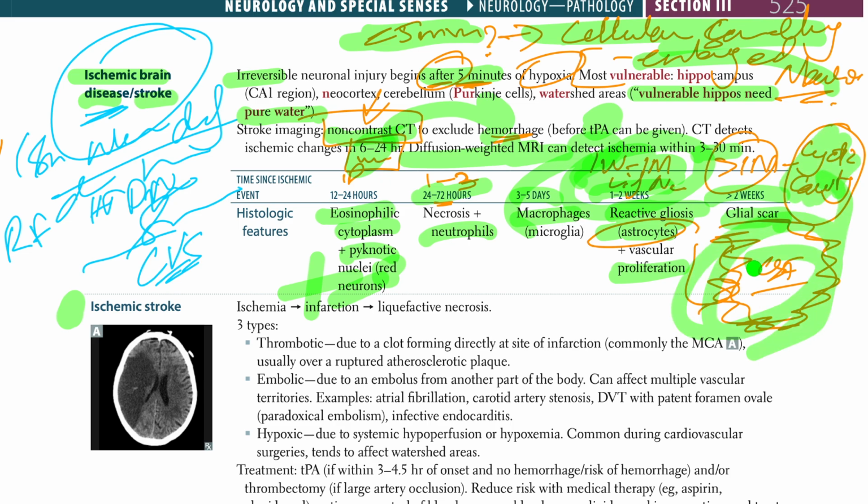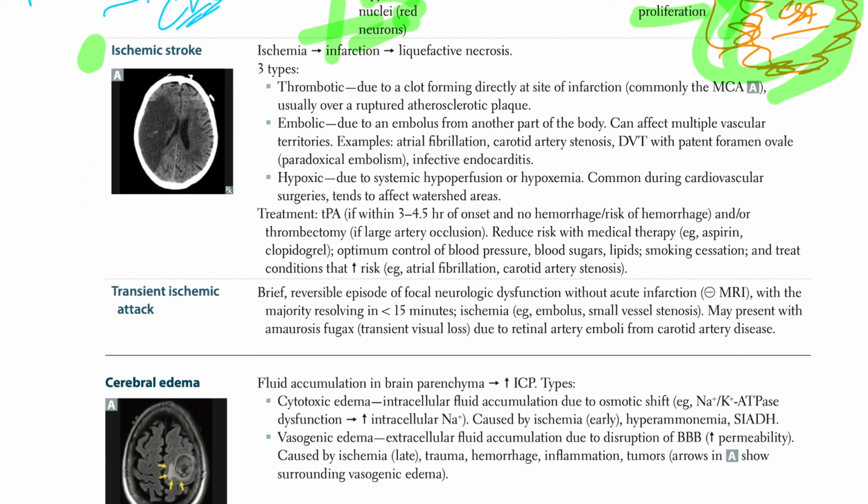Those are going to be surrounded by these astrocyte processes, which will form the scar. Then next we have ischemic stroke itself. What is ischemic stroke? Let's erase a little bit of the extra stuff here. Okay, ischemic stroke. Ischemic stroke is ischemia causing infarction, right, leading to liquefactive necrosis. Simple, right? There are 3 types of ischemic stroke.